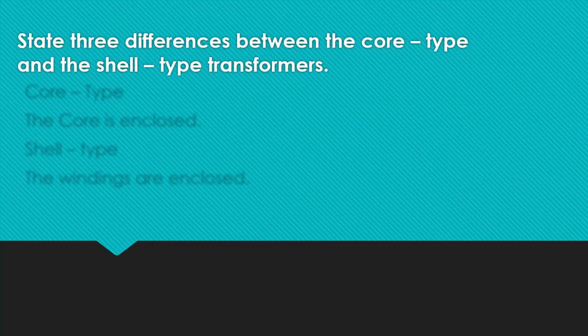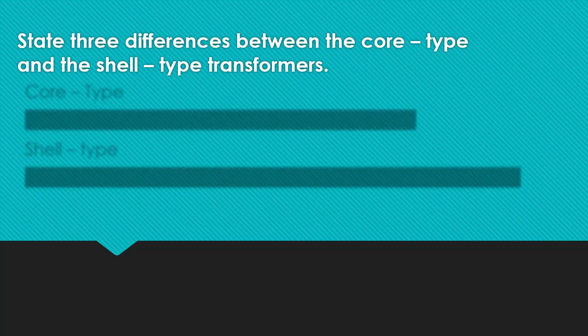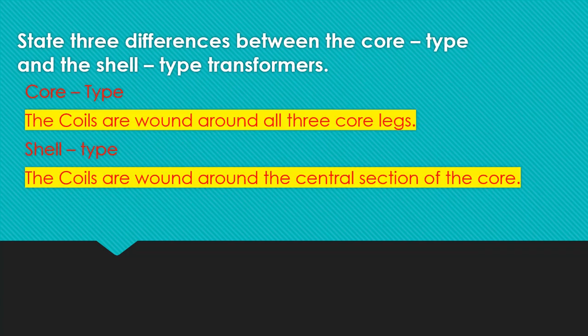State three differences between the core type and the shell type transformers. Core type, the core is enclosed. Shell type, the windings are enclosed. Core type, the coils are wound around all three legs. Shell type, the coils are wound around the central section of the core.